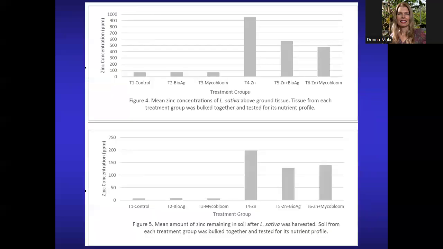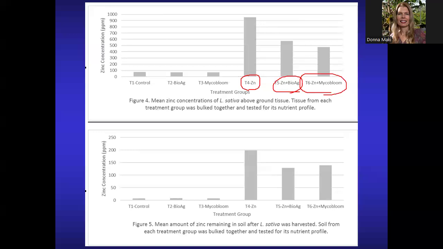So this is a greenhouse study that they did. And basically they purchased different mixtures of mycorrhizal fungi that you can get commercially. And then they grew the lettuce with and without the mycorrhizal fungi, with and without zinc present. And you can see where it says ZN, that's the presence of zinc. So these three were the treatments that had the zinc. You can see that the other three bars, there was no zinc added in, but the mycorrhizal fungi were added in. And so the BioAg and MycoBloom are two different commercial mixtures of mycorrhizal fungi.